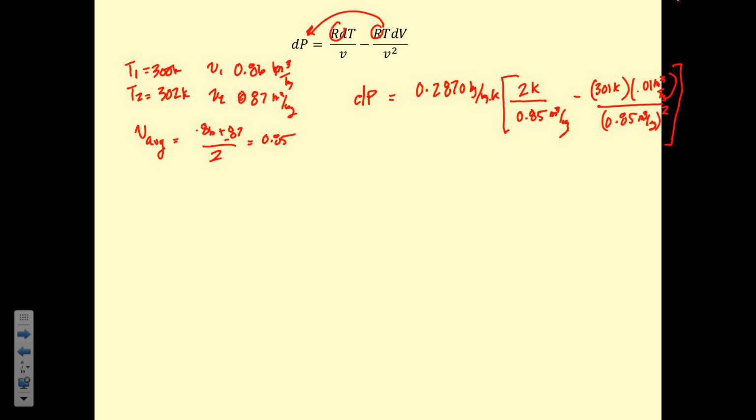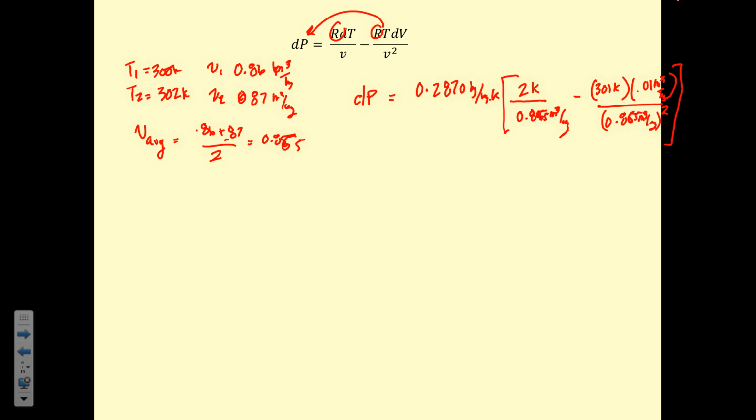Should I do 0.865? Yeah, it wouldn't be less than the 2. And then the 301 is the average you're doing? 301 is the average, right? And I did that one correct, didn't I? 0.865.